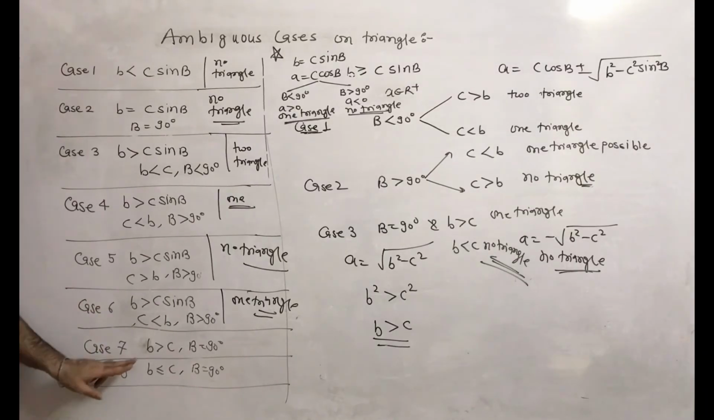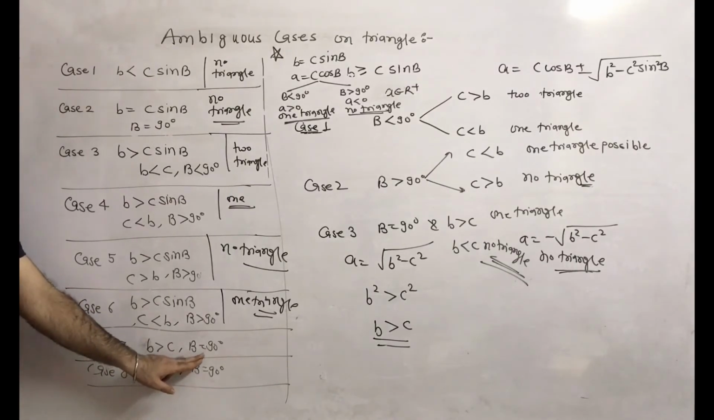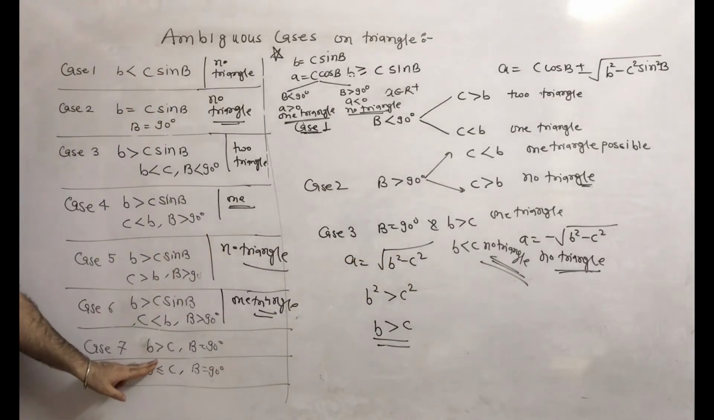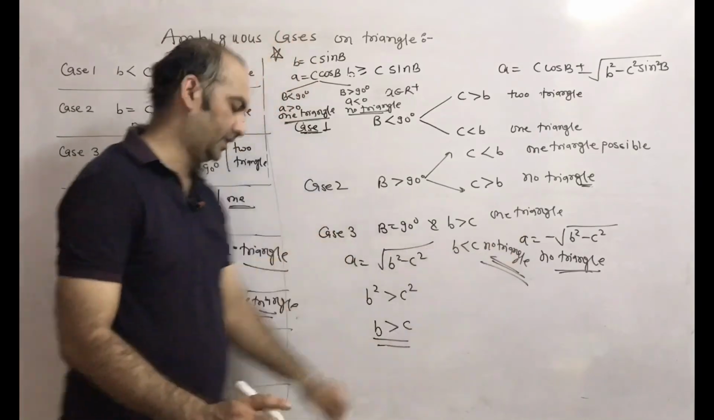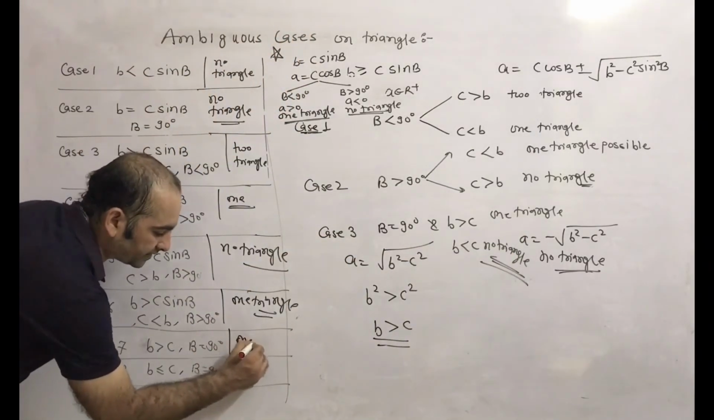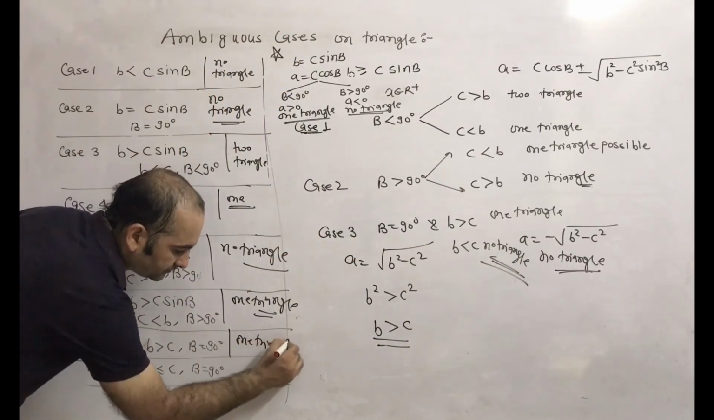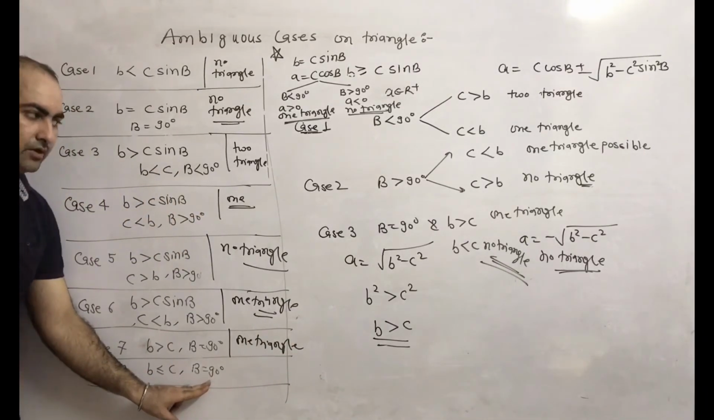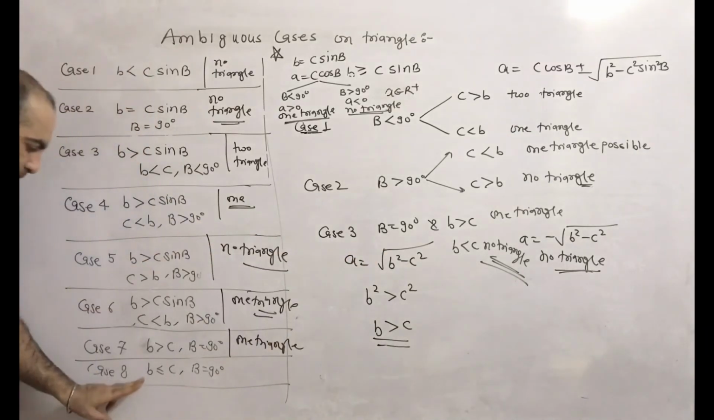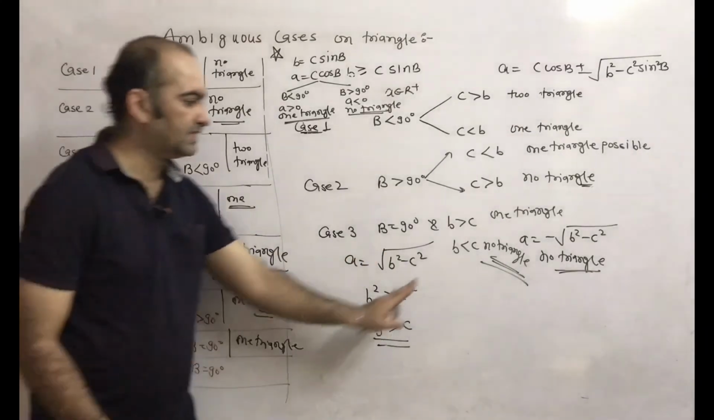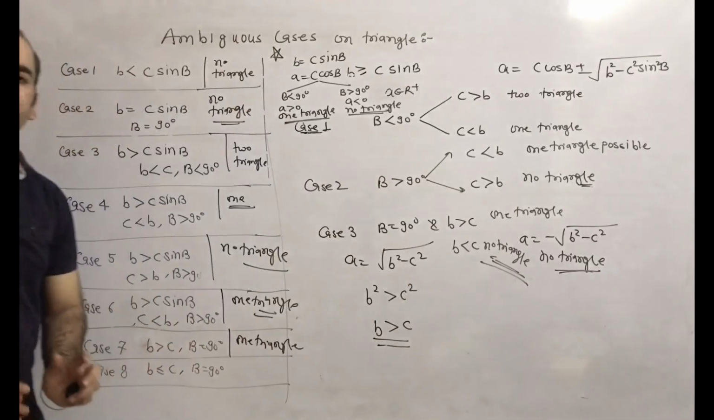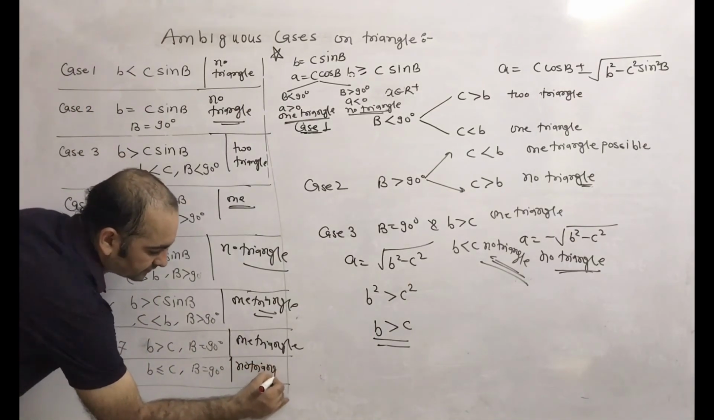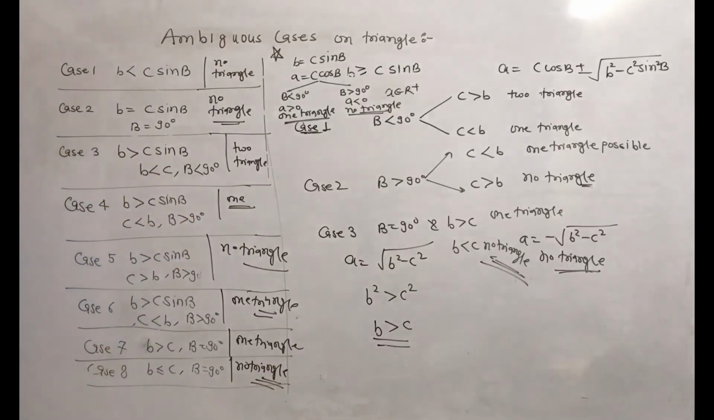Okay, next what? b is greater than c and B equal to 90 degrees. That means this case will come. B equal to 90 degrees and b is greater than c. How many triangles? 1 triangle. And b is less than or equal to c and B equal to 90 degrees. So b is less than c, no triangle, and equal to also no triangle. So in this case, no triangle. Okay, so these 8 cases we can solve like that.